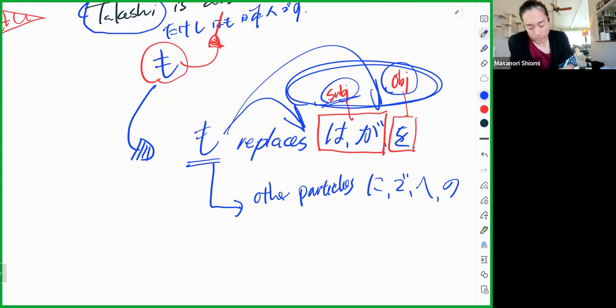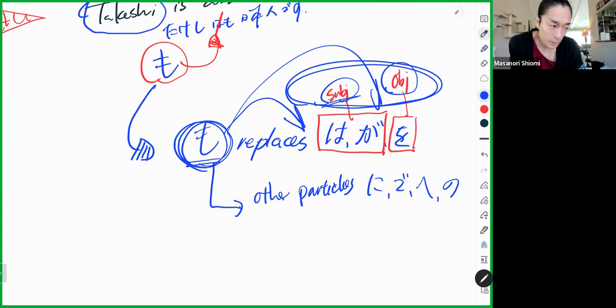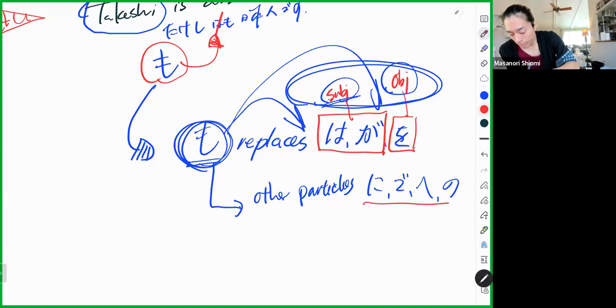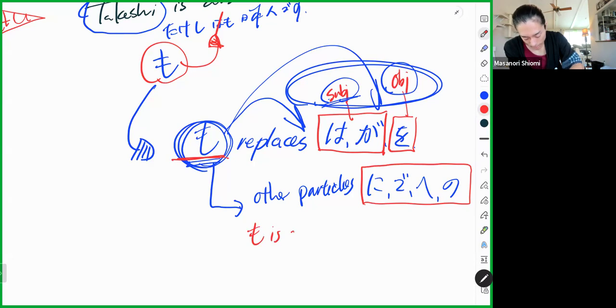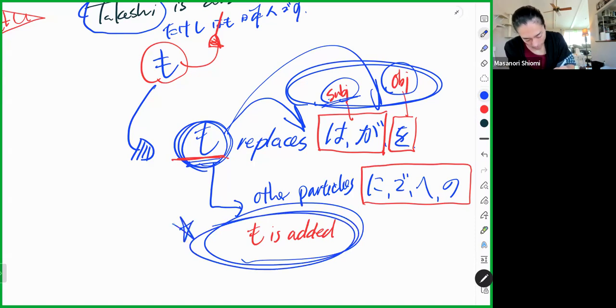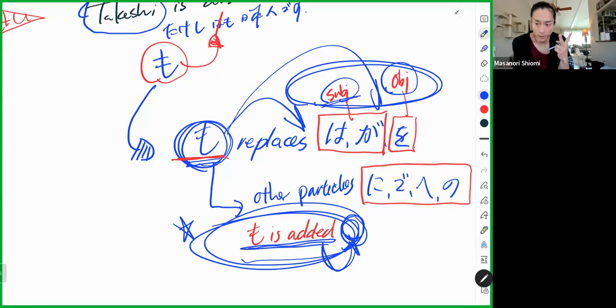Okay. What about these other particles where mo doesn't have the function or the ability to replace or cover for them, right? What that means is we do need these particles because mo cannot replace. Mo is added. Make sure you know, this is the important thing. Mo is added after. Mo is always the last one, the second particle.